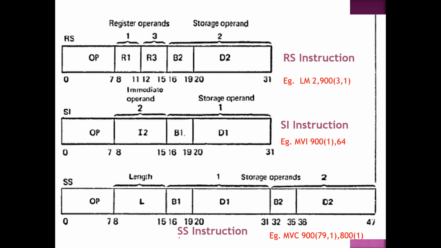So what do you mean by RS instruction? Register and Storage. That's all. There will be one register and one storage. That is going to be your RS instruction. It's of 4 bytes or 32 bits. Let us see the format. First 8 bits for the opcode. Then there will be register 1. So that is going to be, it's not an index register.